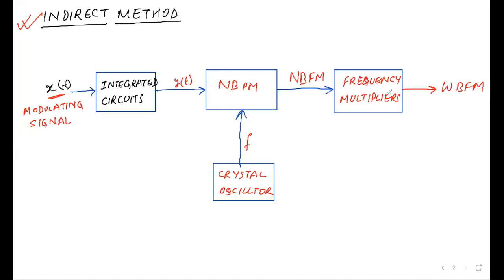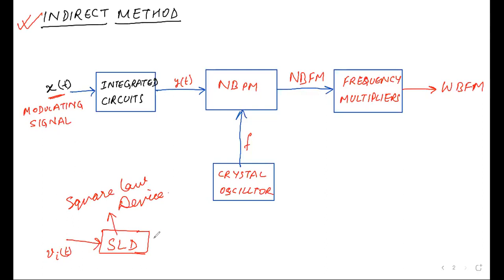These frequency multipliers are nothing but maybe square law devices. So we already know that when any cosine signal is passed through a square law device, then what output will we get? Let any signal, let it be Vi(t), be passed through the square law device. Okay, so what does this stand for? The square law device.